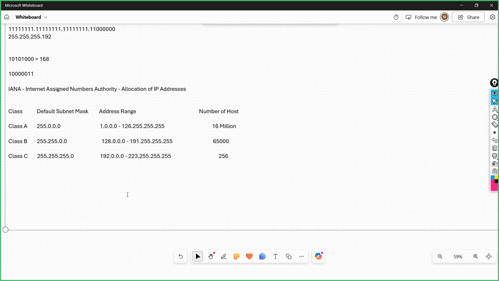Now, subnetting. What is subnetting? You understood. What is subnet mask? You have understood. What is network ID? What is host ID? You have understood. Now we are going to start learning how to do subnetting. But I think that if I start now, we will not be able to complete. So we will keep this for next week. But before we leave, let me tell you something.